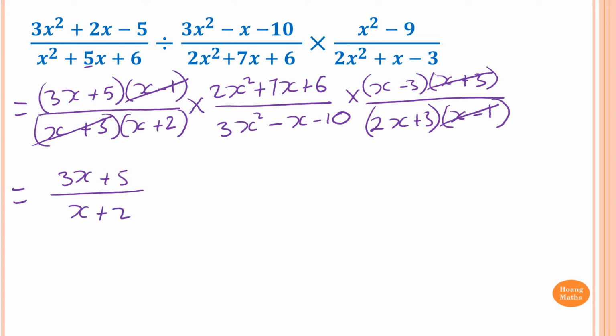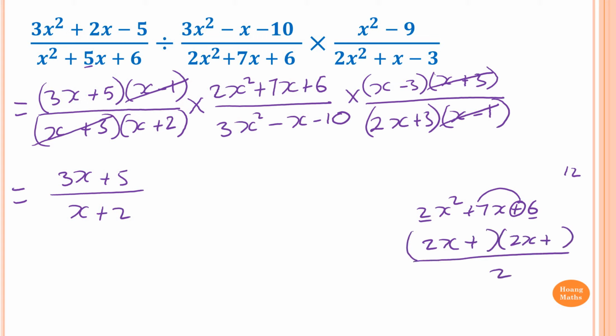Now to factorize 2x squared plus 7x plus 6. So 2 times 6 is 12. So which is 2x, because it's plus, I just copy that out. So 2x plus, 2x plus, all over 2. So what times what gives me 12 and adds to give me 7? So 3 and 4 add together also give me 7. And it doesn't matter where you put it because both are positive. So I just put 4 here and 3 here.